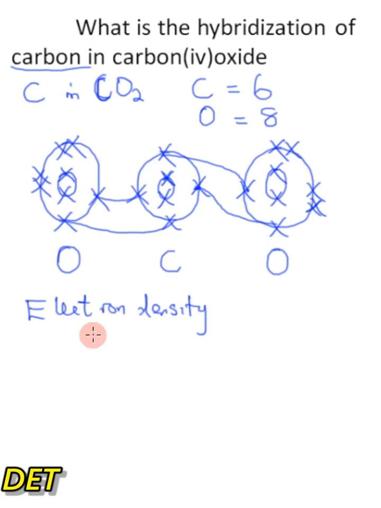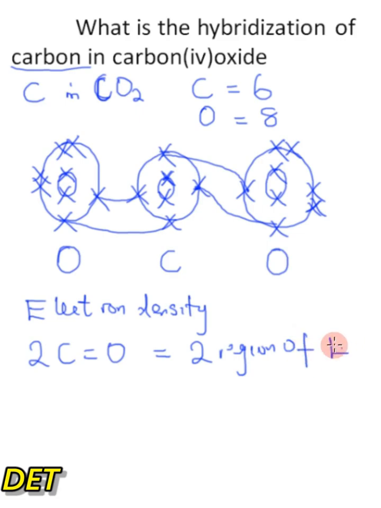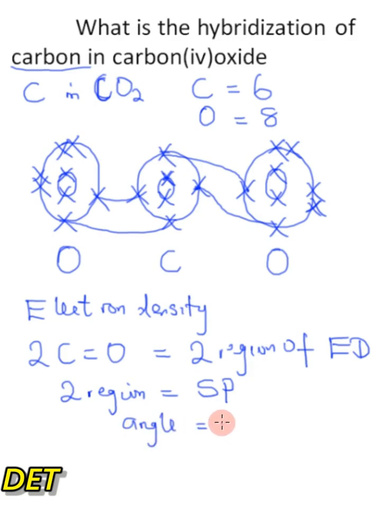So in this compound, there are 2 carbon to oxygen double bonds, and that is equivalent to 2 regions of electron density. Let me represent that as ED. 2 regions of electron density is equal to sp hybridization. So the hybridization of carbon in this compound is sp, and the bond angle around this carbon atom will be 180 degrees.